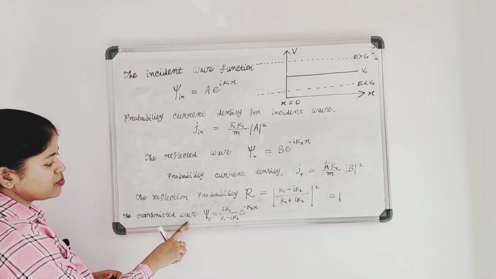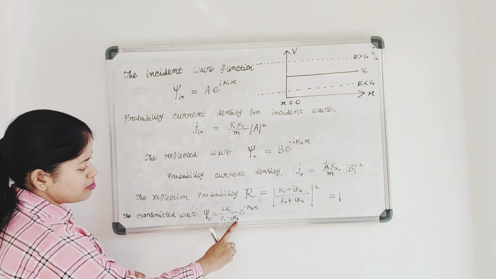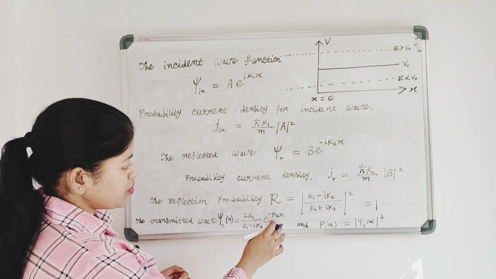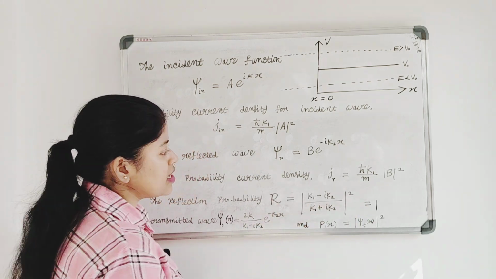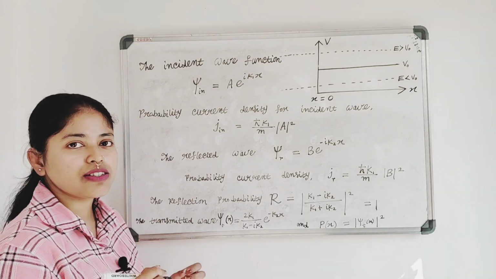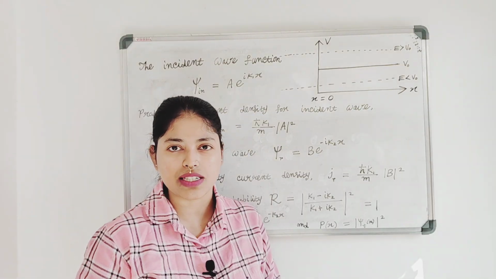And the transmitted wave psi t is 2k1 by k1 minus i k2 into a, e to the power minus k2x. Here the reflection coefficient R is equal to 1. That means we get total reflection as in the classical case, but there is a difference between the classical case and the quantum case.